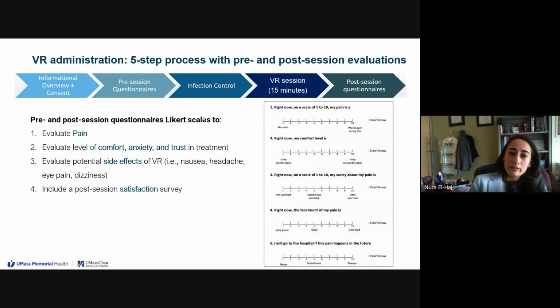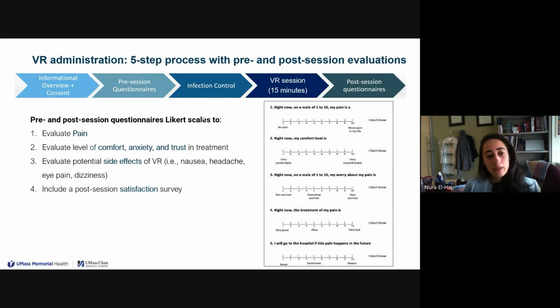We used some Likert scales at first, but what to take home from this is, you want to evaluate pain scores and assess that pain, but also, if you think back about modulators of pain, evaluate level of comfort and anxiety and trust in the treatment and trust in the treatment team. We also wanted to evaluate for potential side effects, especially when we're running this through the IRB, where they'll say, well, Oculus, for example, makes a lot of people really dizzy. Is that safe in a hospital environment? So it's really nice to have something designed within a clinical context too.